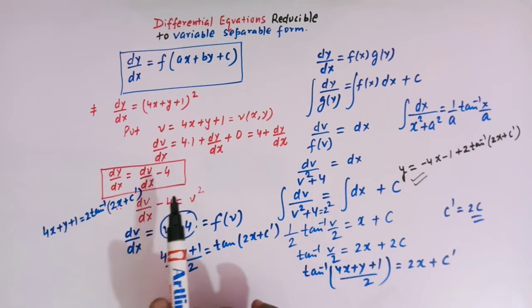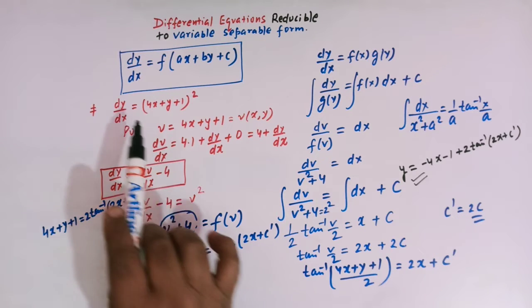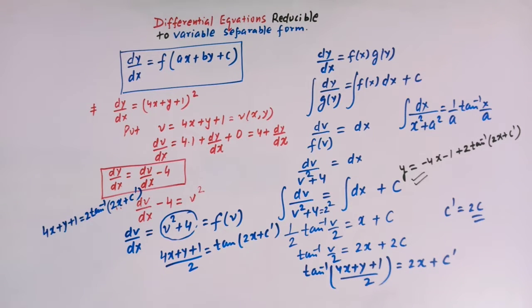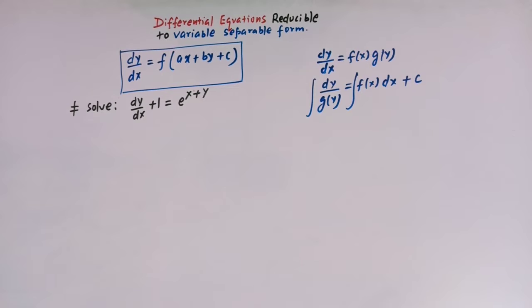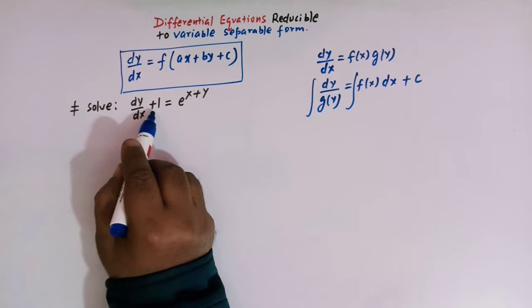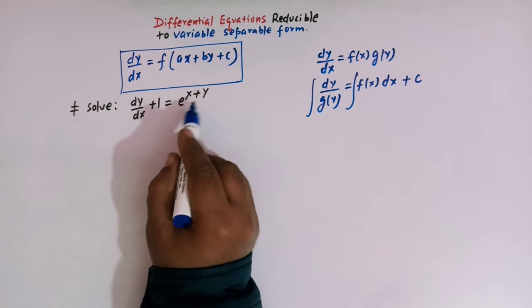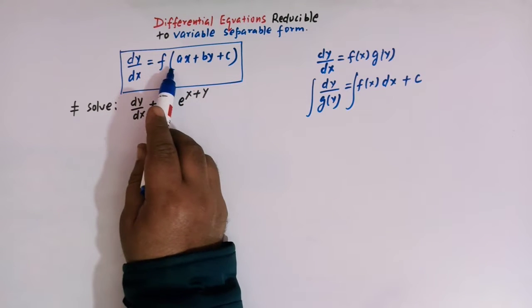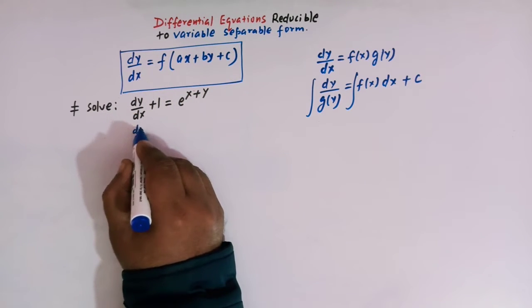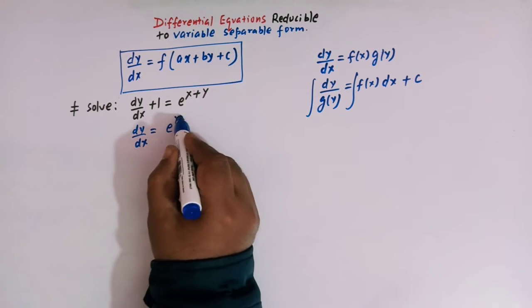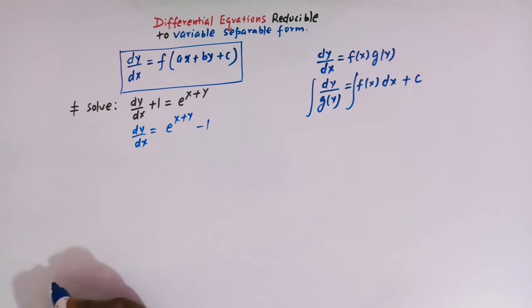So here we have seen how we can reduce these types of differential equations to variable separable form, right? So let us take one more example. So now here we have one more problem. We have to solve dy over dx plus 1 is equal to e raised to x plus y, right? And again this equation is of this form, so we can rewrite this equation as dy over dx is equal to e raised to x plus y, minus 1, right?